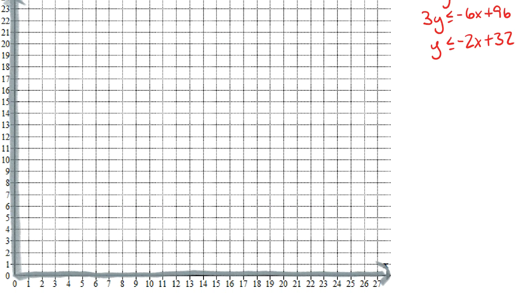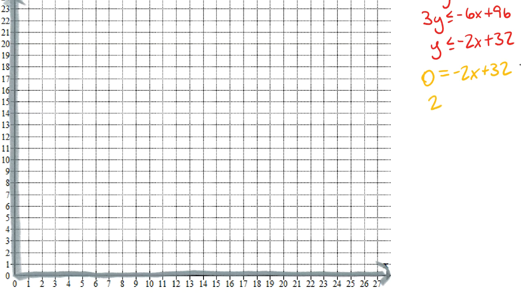Well, if the y-intercept doesn't work, maybe the x-intercept will. All right, so to find the x-intercept, all we're going to do is set y to 0, change the inequality to just equals, and the rest stays the same. Now we're going to solve for x.